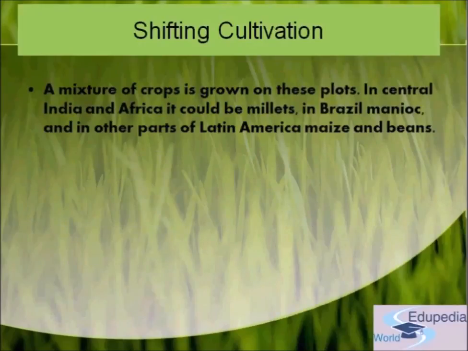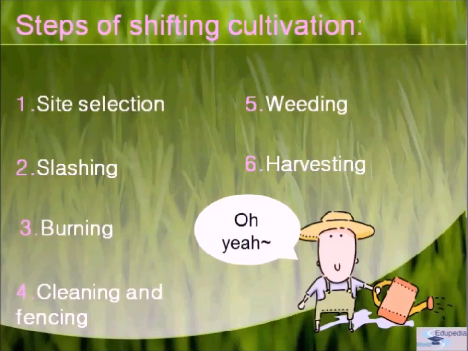Now, what do they do? What kind of crops do they sow? A mixture of crops is grown on these plots. In central India and Africa, it could be millets. In Brazil, manioc, and in other parts of Latin America, maize and beans. So on the land which they clear off jungles and then burn to ashes, they try to grow two crops rather than just putting one crop there.